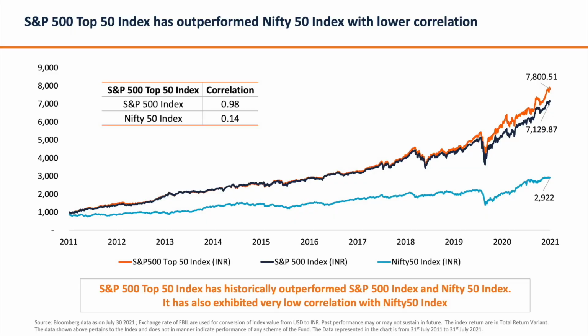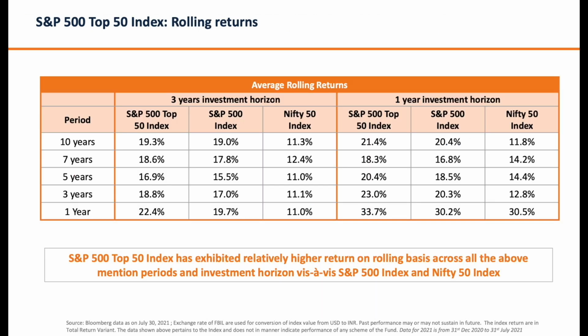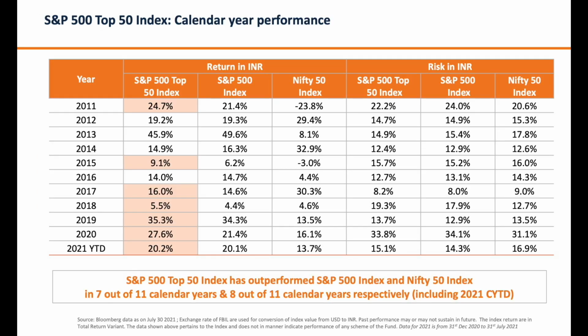Now, when we look at the performance of this particular index, we find that it has low correlation to the Nifty 50, but a very high correlation to the S&P 500 index. And when one looks at rolling returns, the performance is pretty similar to that of the S&P 500 itself. There have been some years where this index has done well, and some years where the overall S&P 500 has done better. But certainly, from a diversification perspective, the correlation with Nifty is low, and hence it does provide country diversification.